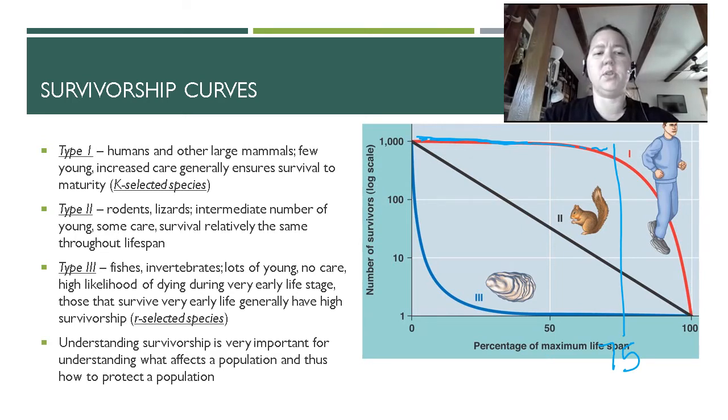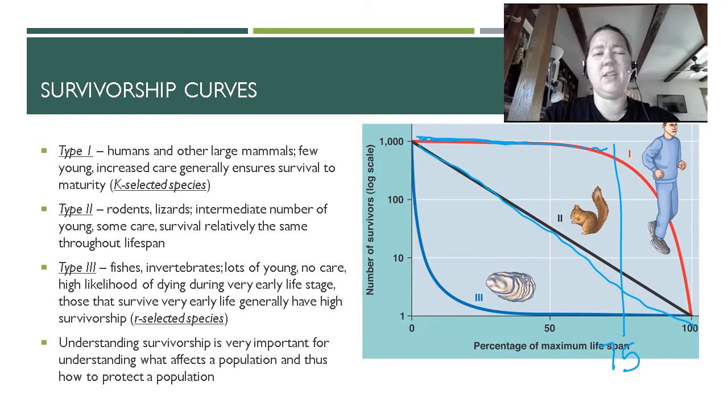We've got the type 2 survivorship curve, which is kind of in the middle. The type 2 survivorship curve is this guy right here with the squirrels. All right, if you notice, it's a straight line. So basically, your chance to survive at any age is about the same.